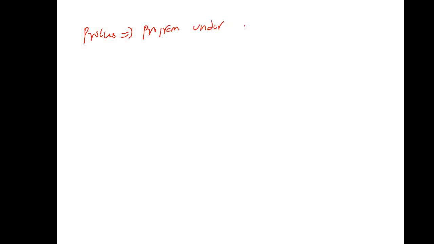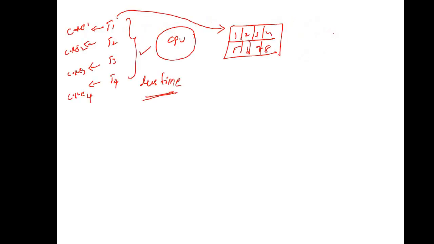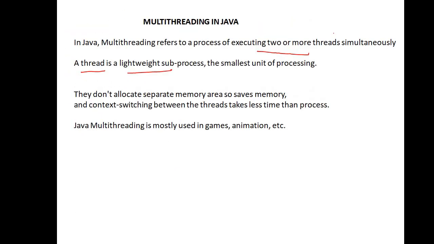Program under execution means while executing the program, we are creating a process. Assume this is a process. Now this process has been divided into subprocess 1, subprocess 2, subprocess 3, subprocess 4 and so on. These subprocesses are called threads. Whenever we are executing these threads simultaneously, it is called the multi-threading concept.